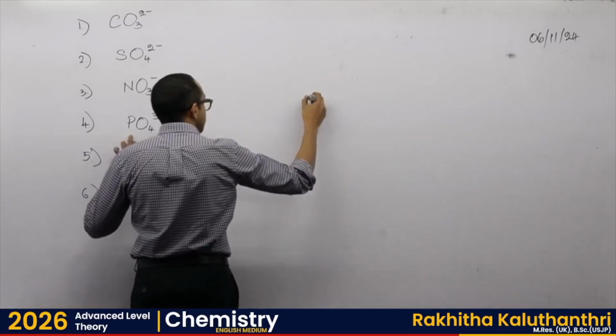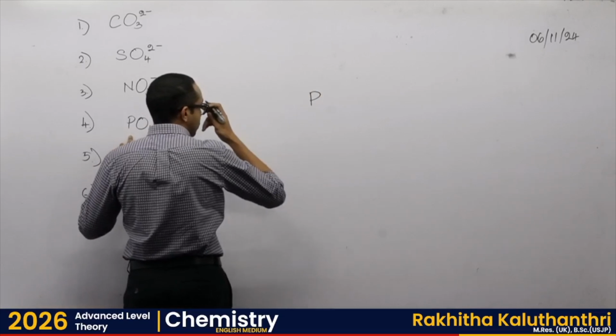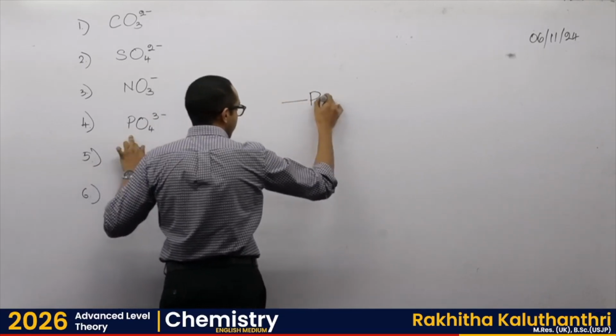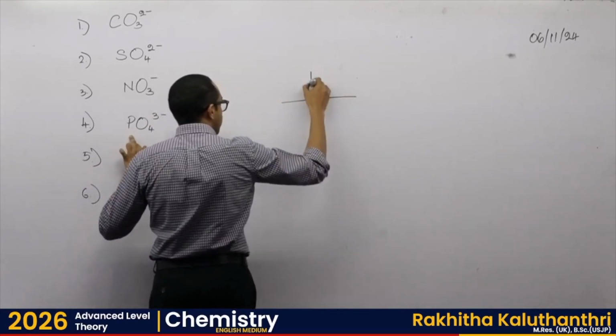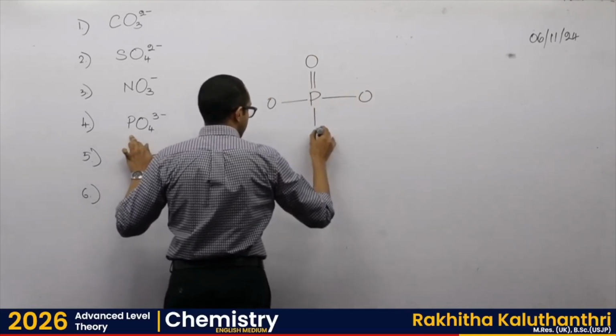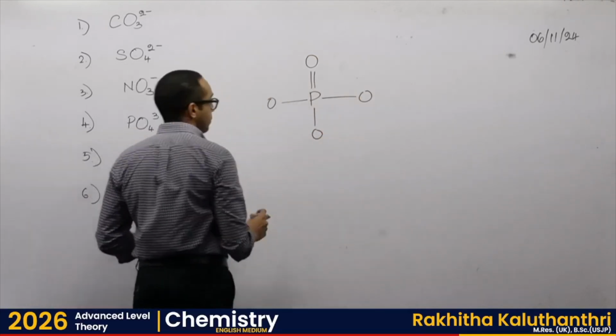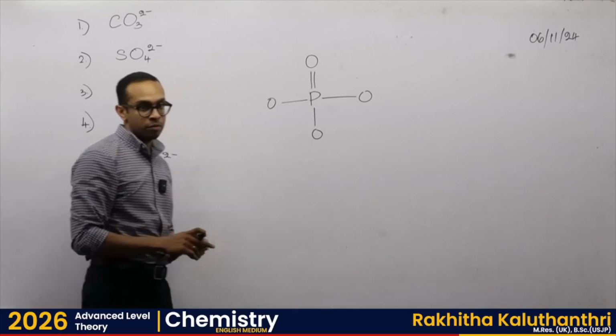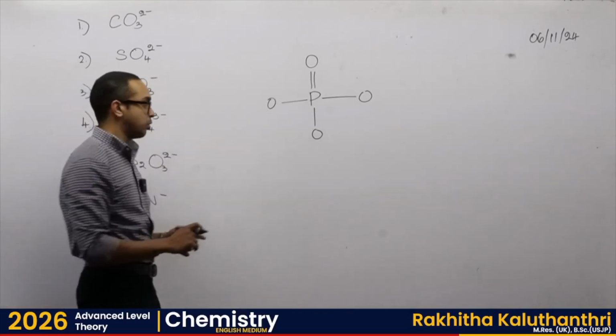Phosphate. Phosphorus is the least electronegative, so it's in the center. And there are 4 oxygens connected to phosphorus. So it looks like this, students, the Lewis structure. Students, now you are at a level where you understand how the Lewis structures are drawn.